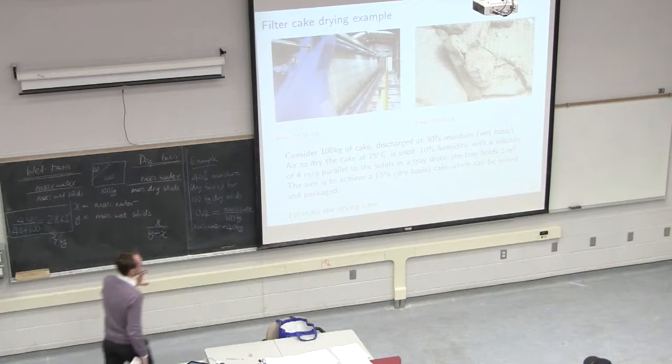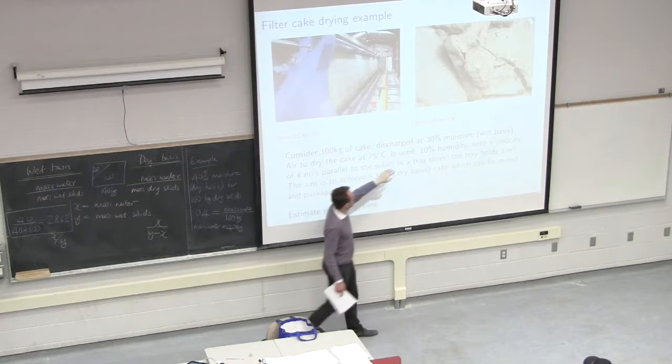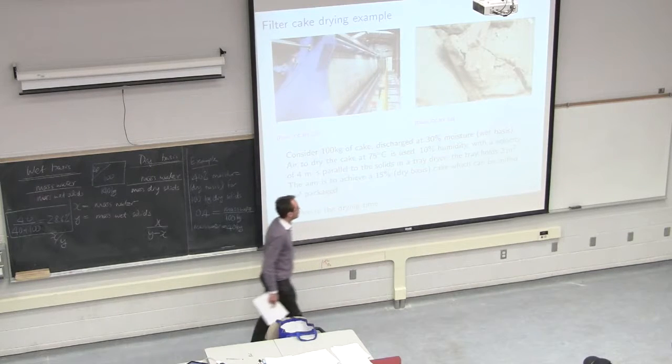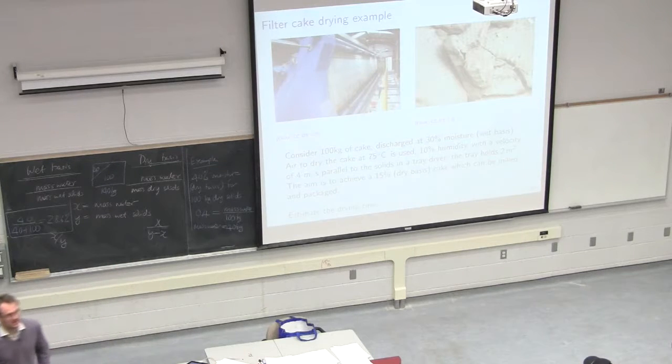Okay, so we're considering 100 kilograms of cake. It's wet cake here, 30% moisture, 10% humidity air is being used, and the tray holds 2 meters squared. How long does it take to achieve 15% on a dry basis? So estimate the drying time. I'm going to give you a few minutes to write out what you know and what you don't know. Basically, you're just going to plan your strategy. I don't expect you to do any calculations. I just want you to plan your approach here. So I'll give you 2-3 minutes. Work with someone next to you to do this. This is a similar question to the one that's in the assignment.